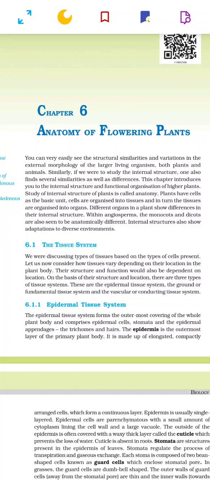The tissue system. We were discussing types of tissue based on the types of cells present. Let us now consider how tissues vary depending on their location in the plant body. Their structure and function would also be dependent on the location. On the basis of their structure and location, there are three types of tissue system. These are the epidermal tissue system, the ground or the fundamental tissue system, and the vascular or conducting tissue system.